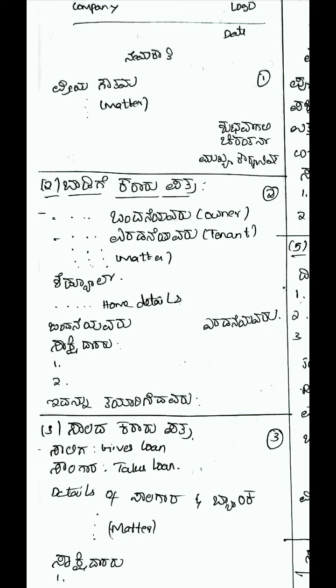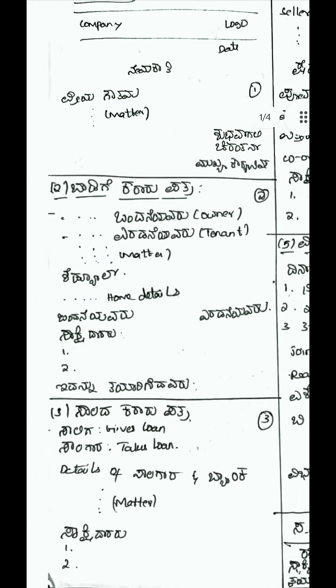Then the signatures of Vandaneyavaru and Eradaneyavaru, the signature of the owner and the tenant. And then in this there are Sakshidararu, the witnesses. So there are two witness signatures. Sakshidararu signatures and Idannu Tayarisidavaru, who framed this letter. Sometimes it is an advocate who frames this letter. So Idannu Tayarisidavaru, his name. So this is the second letter, Badige Kararu Patra.